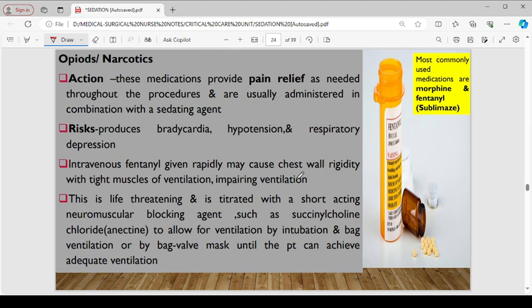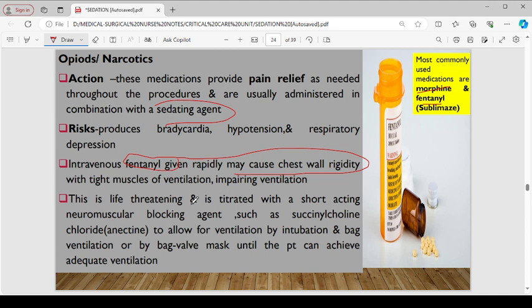Next, we have the narcotics or the opioids. The most common medications here are morphine and fentanyl. These medications provide pain relief as needed throughout the procedure, and they are usually administered in combination with other sedative agents. You risk producing bradycardia, hypotension, and even respiratory depression when using opioids. Intravenous fentanyl given rapidly may cause chest wall rigidity, with tight muscles of ventilation impairing ventilation.